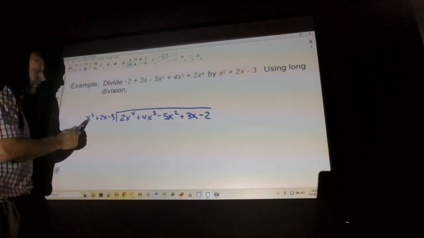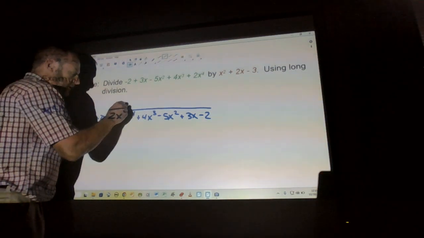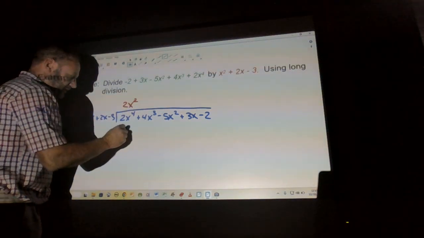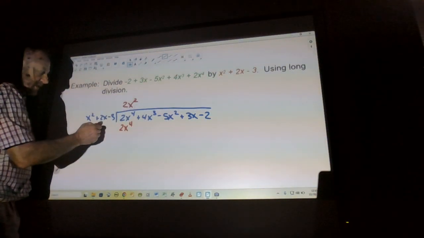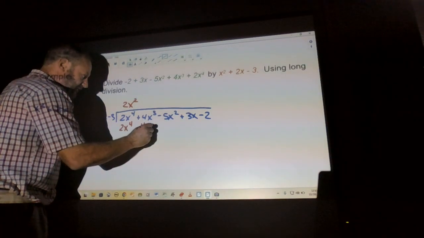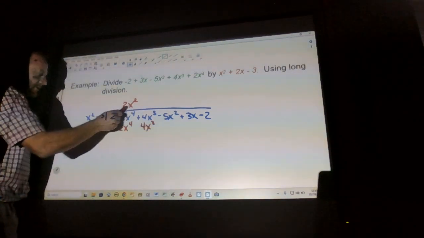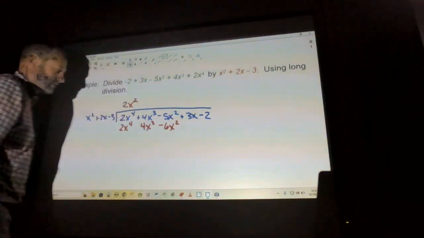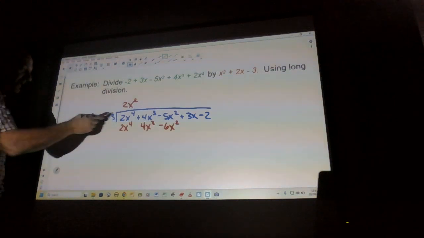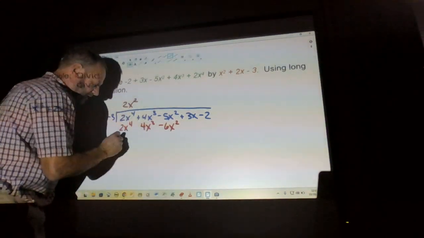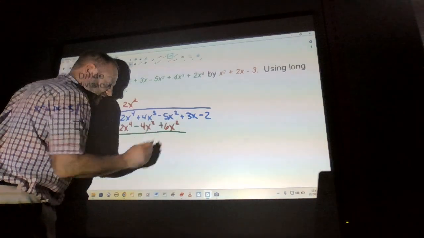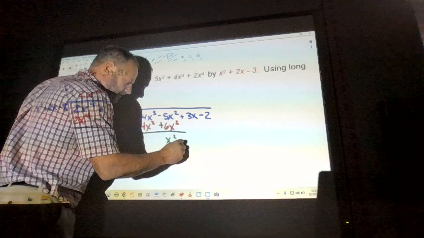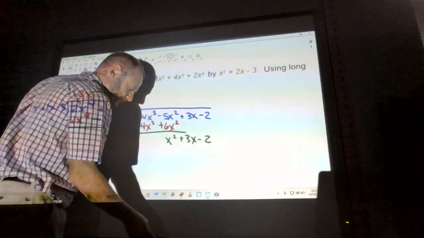Okay, so I'm going to ask myself, what do I got to multiply x squared by to get 2x to the 4th? That would be 2x squared. 2x squared times x squared would be 2x to the 4th. 2x squared times 2x would be 4x cubed. And 2x squared times negative 3 would be negative 6x squared. So I got to make sure I multiply each of the terms. Then I'm going to subtract, so I change all the signs. This goes away, this also goes away, and I'm left with x squared plus 3x minus 2.